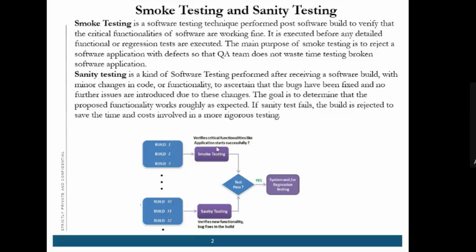And if the software is working fine, then we can accept the build. Same in sanity testing, that it verifies new functionality and bug fixes in the build. Then if the test cases are passed, then we can accept the build. So I hope it is clear to everyone what is smoke testing and what is sanity testing.